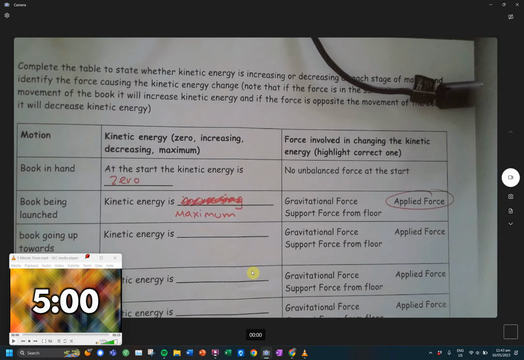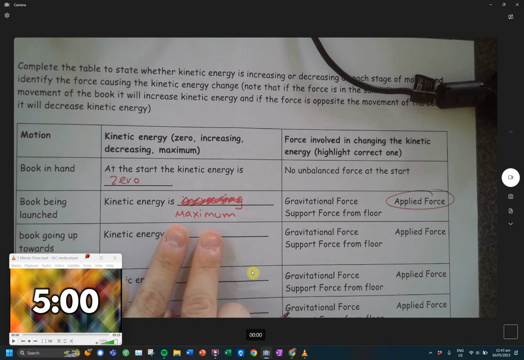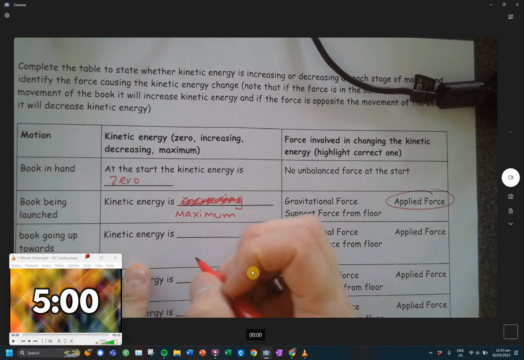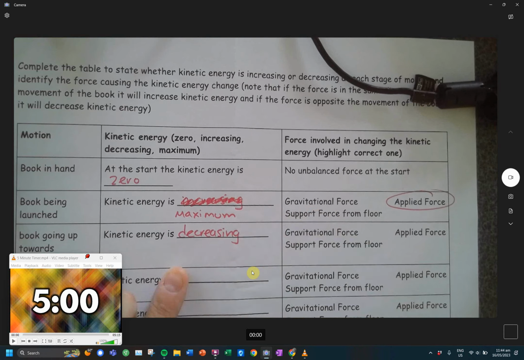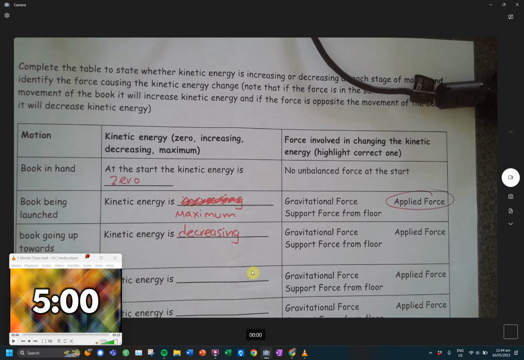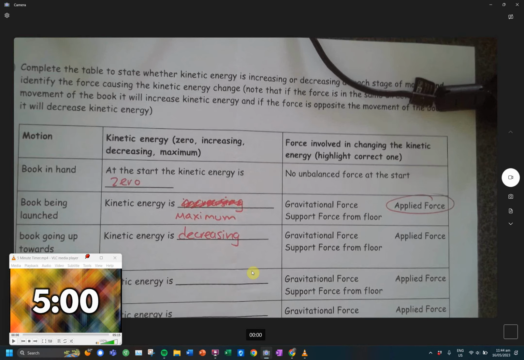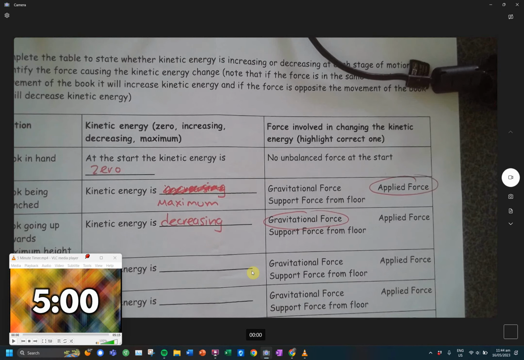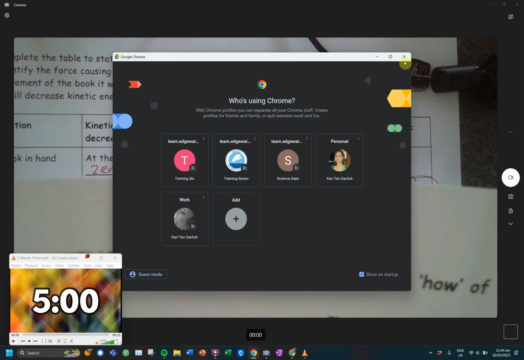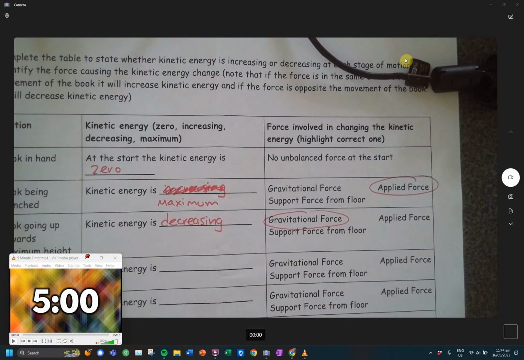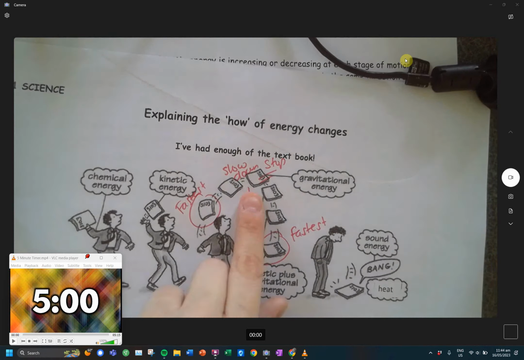Yeah. Sorry about that. So kinetic energy is at its maximum as it's leaving my hand. As it's going up, it's slowing down, so the kinetic energy is decreasing. The reason why it's decreasing, which force is that? Gravitational. So gravity is the opposing force that's slowing it down. When it's at the maximum height, just before it starts to turn around and fall down, then it's at zero. I have no more kinetic energy because my book has momentarily stopped moving.